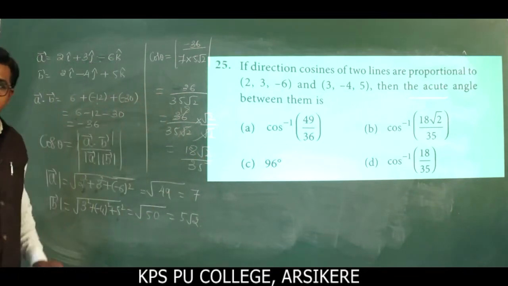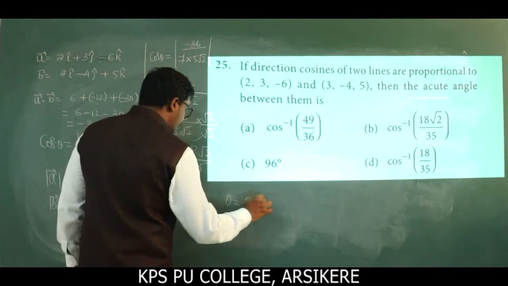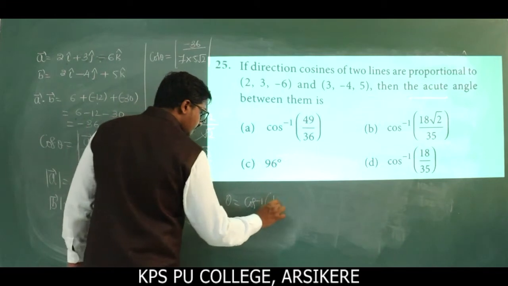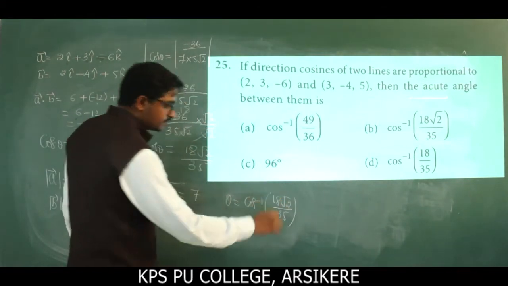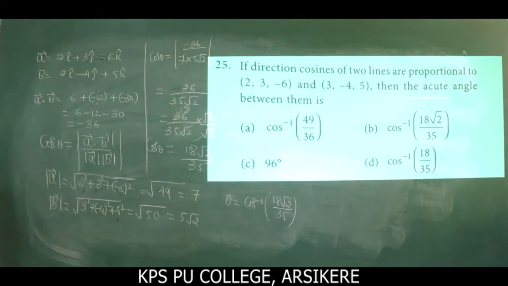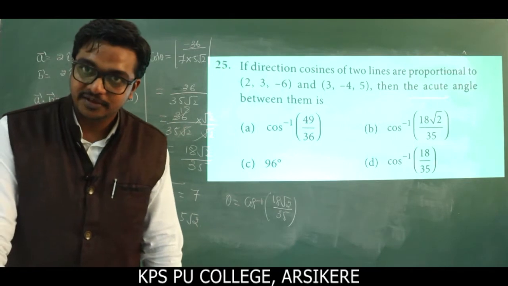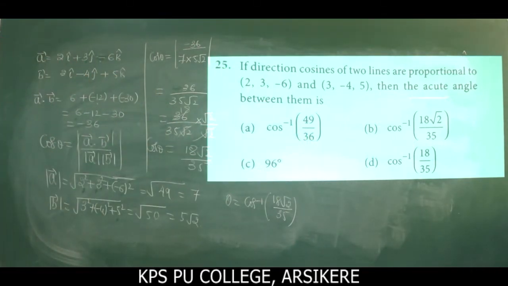Here the requirement is theta, right? So theta is equal to cos inverse of 18 root 2 divided by 35. This is our answer. Understood, children? Option B is our right answer. Take a pause and note it down.